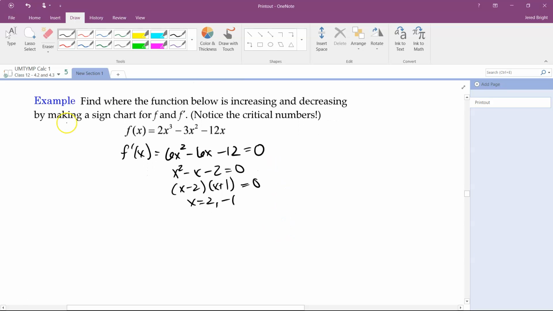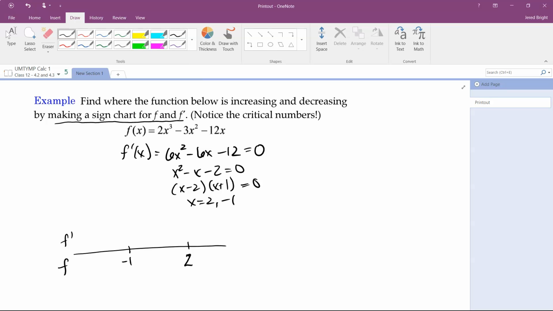Okay. And now it says, by making a sign chart for f and f prime. How I make a sign chart is that I imagine putting the derivative in the top part of the chart and the function in the lower part of the chart. I'm going to list my critical numbers on there because at those places the derivative is 0, and it may change sign at these particular places.